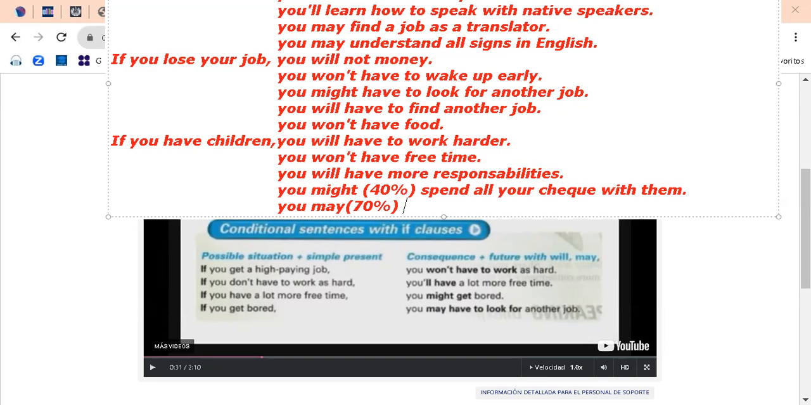You may. So, what do you think? If you have children, you may... You may go play. Or you may go, okay? You may go play soccer with them. Okay, you may go to play soccer. Yes, indeed. They like to play a lot.